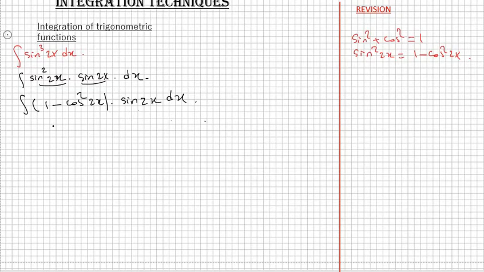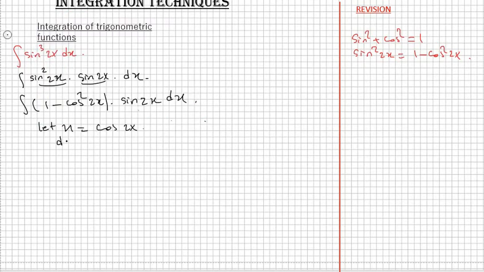So I'm going to say let u is equal to cos 2x. So if there is sine here, we use cos, but if there is cos there, then we're gonna use sine. But in this case there is sine, so we're gonna say u is equal to cos. So always use the opposite.